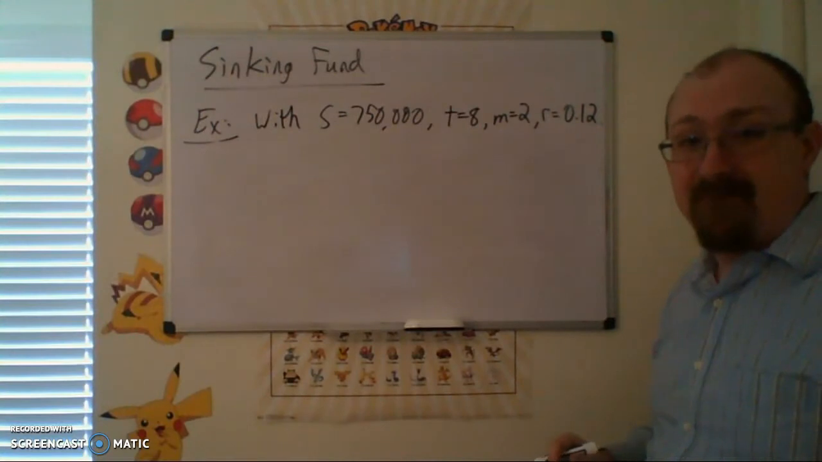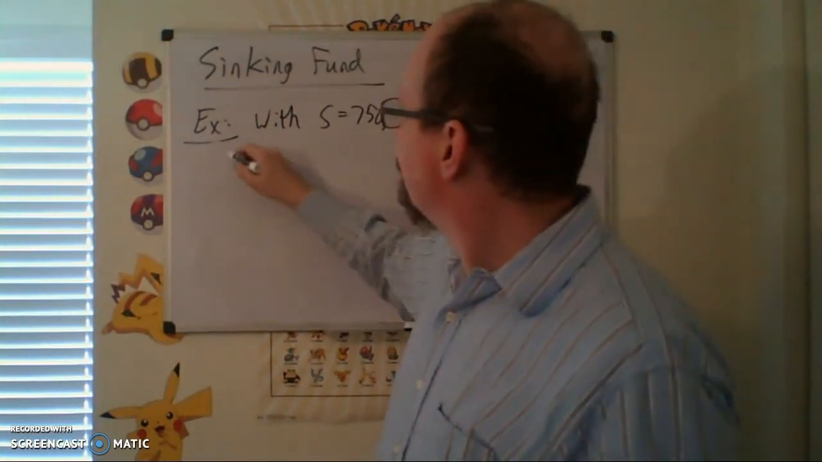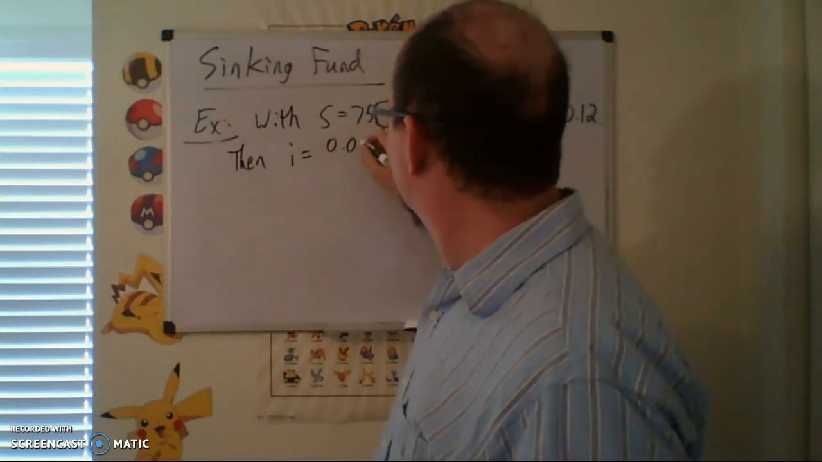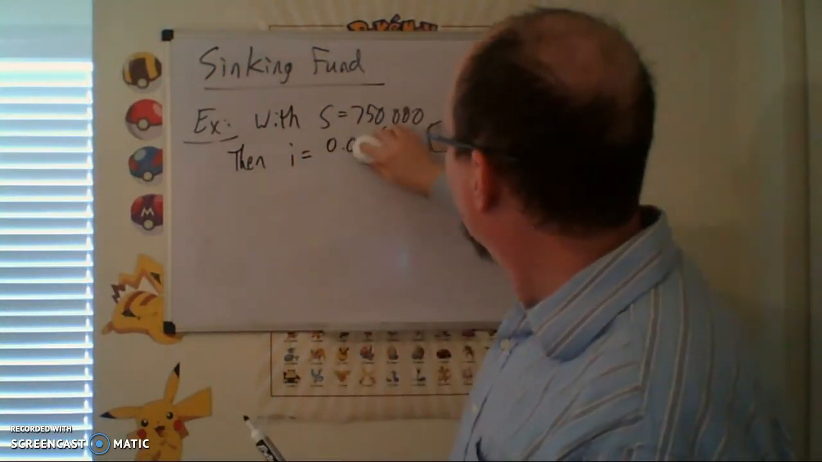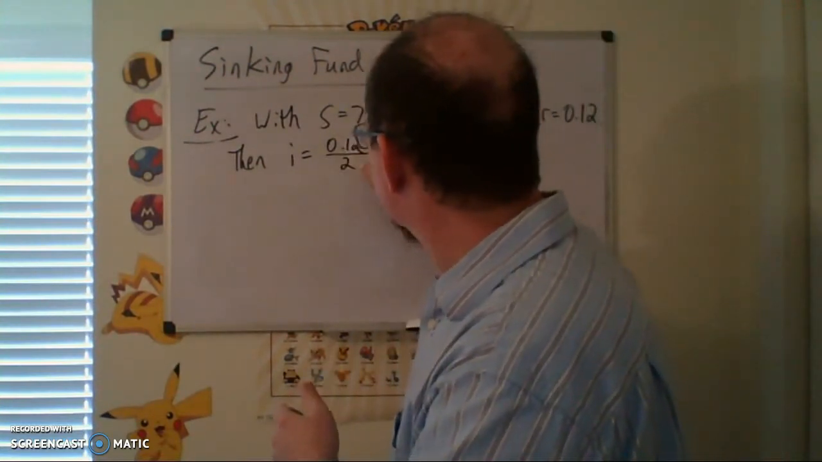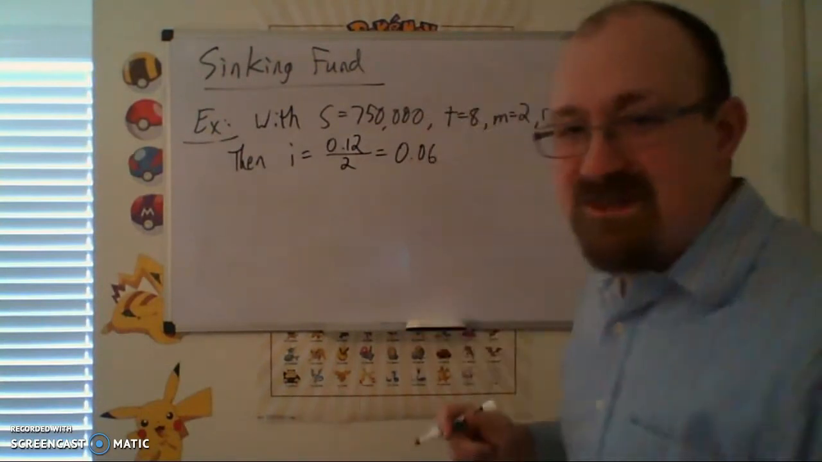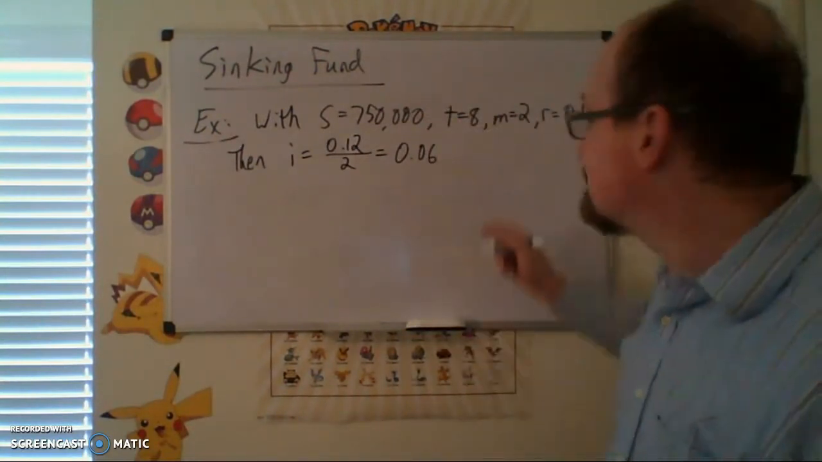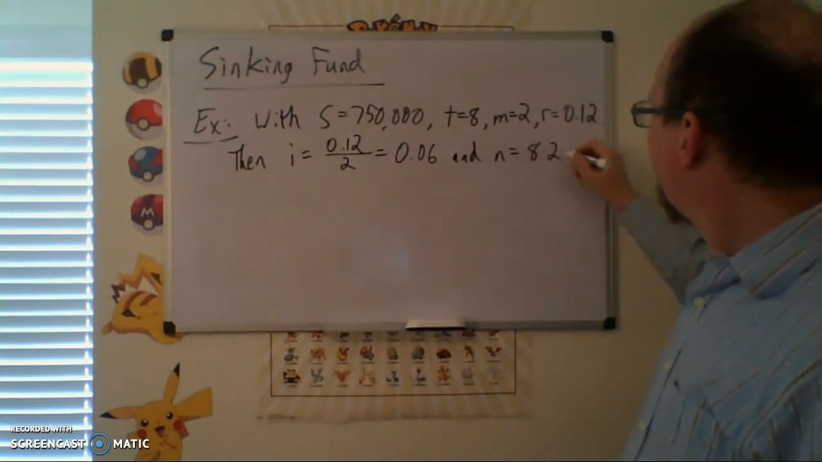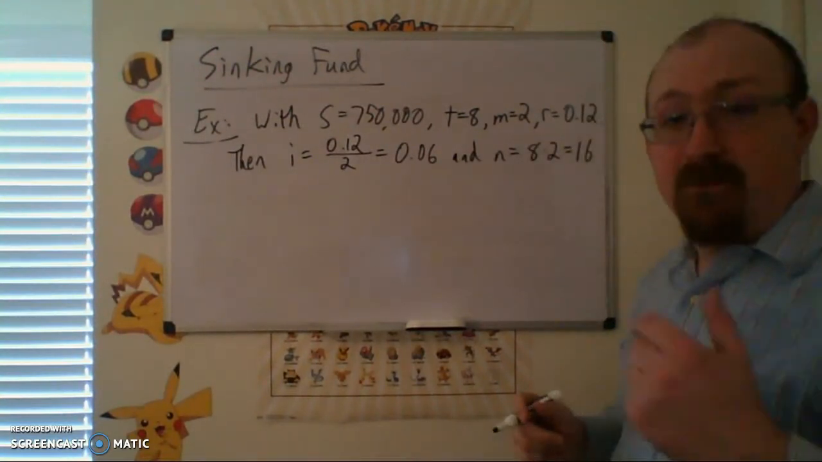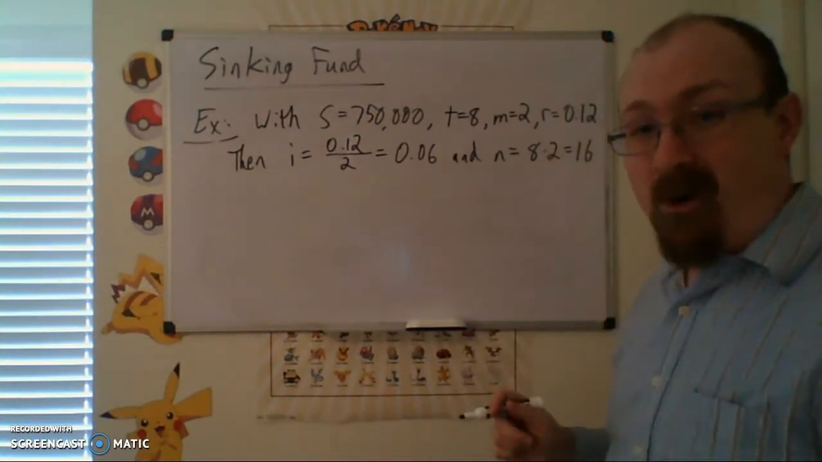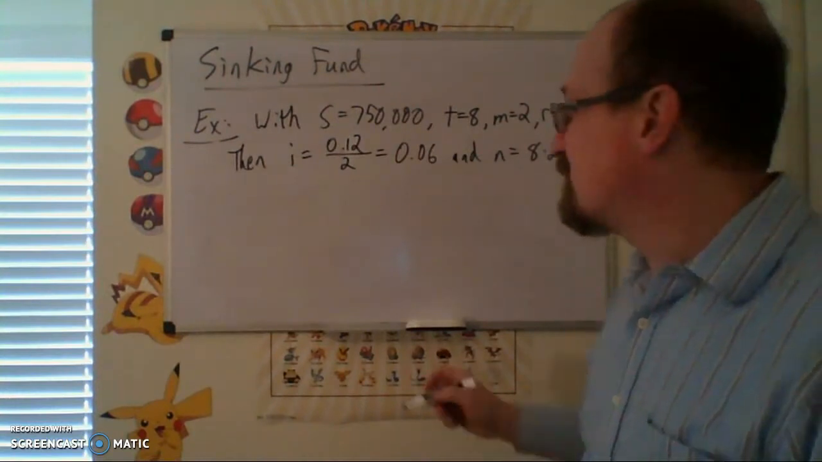So that's all of our given information. Then, as we do, 0.12 divided by 2 is 0.06, so our periodic rate is 0.06. 8 years times 2 payments a year, 16 total payments. That's our n. All right, now we're in the exact same boat that we just were.